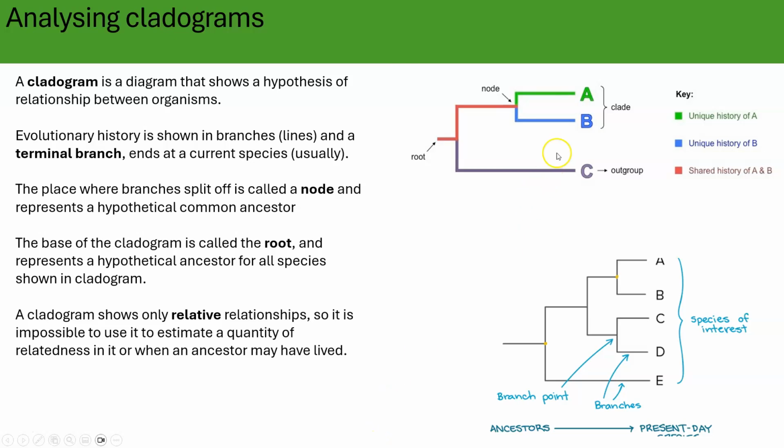We should also know that a cladogram only shows the relative relationships. So it's impossible to estimate, for example, how unrelated A and B are to C and D in absolute terms. It just shows the order of branching events. We can't estimate when A and B separated from each other, or how different E is from C and D versus A and B, and so on. That's impossible to do in a cladogram. But there are other types of evolutionary trees that we can use.